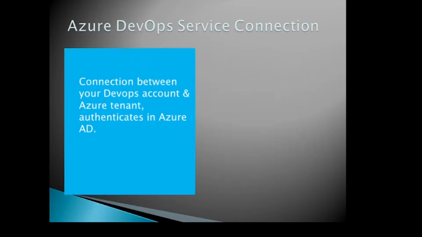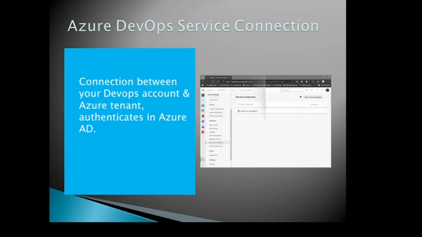What is a service connection? Service connections enable us to connect to Azure tenants to execute tasks in a job, for example create a resource group in Azure or delete a resource in Azure.